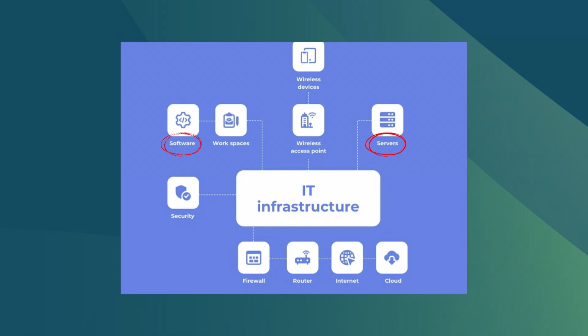Servers, software, and workstations are connected to users through networking devices such as routers, firewalls, and wireless access points. Wireless devices like laptops, tablets, and smartphones connect to the systems through these access points. The router connects the internal network to the internet, while the firewall protects the data by blocking unauthorized access. Security tools protect the systems from threats, and cloud services provide scalable storage, applications, and computing power. Together, these components create a secure, reliable, and connected IT environment that supports communications and business operations.